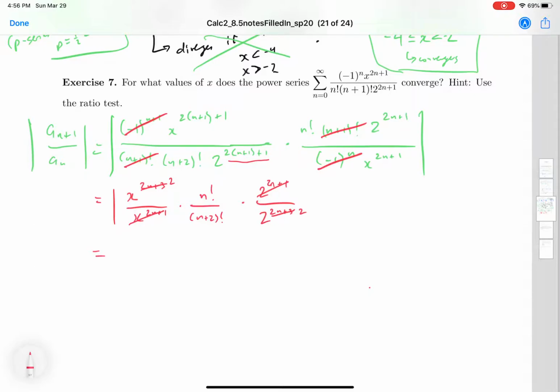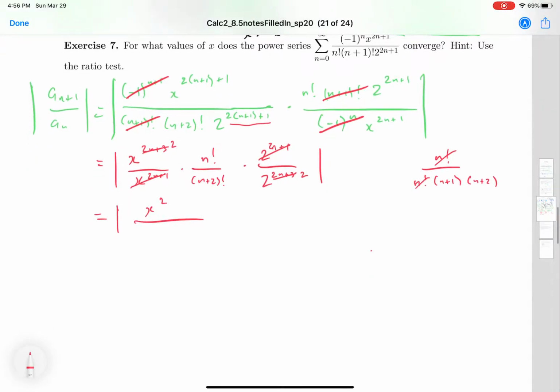And then my n factorial, n plus 2 factorial is just n factorial times n plus 1 times n plus 2. And the n factorials will cancel. So I end up with the absolute value of x squared divided by n plus 1 times n plus 2 times 4. And remember, what I really want is the limit as n goes to infinity of this thing right here.